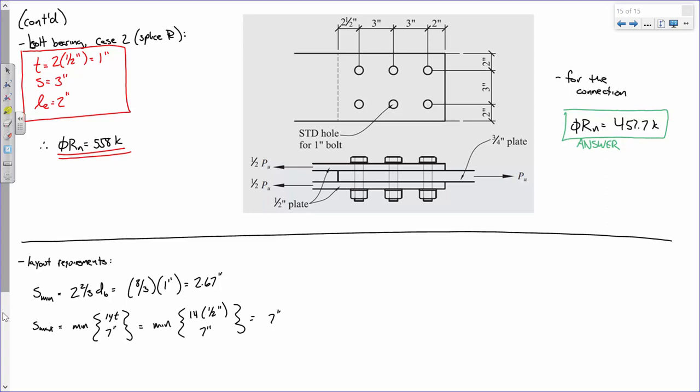You want to use as minimum of a bolt spacing as possible because that takes a connection that could be this big and makes it that big. That's less steel, less money to the client. So you want a somewhat small bolted connection. So our S is 3 inches, so that's okay. And that's going to help us out from a design standpoint, because when we design a bolted connection, we're going to design based off of this very issue.